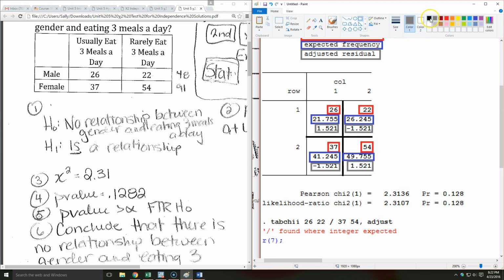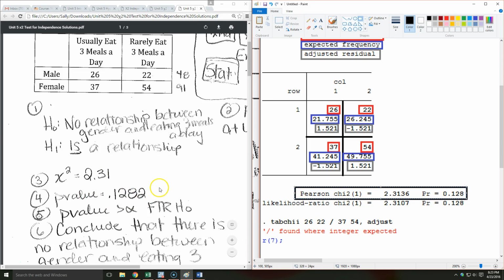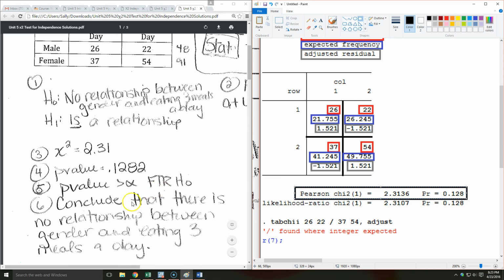The p-value and the chi-square value that we get are always going to be the first one up here. So the chi-square value is 2.31, the p-value is 0.1282, so it's off by just a tiny bit. This is maybe because of the difference in the software that I used when I calculated this. The p-value is higher than whatever alpha is, which was 0.05.